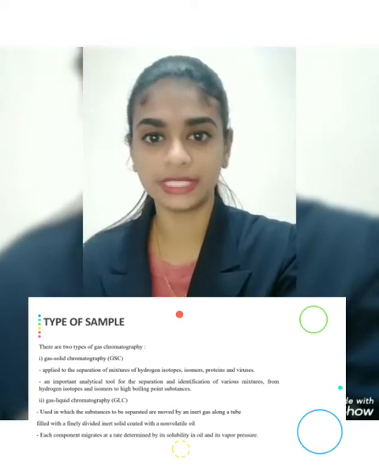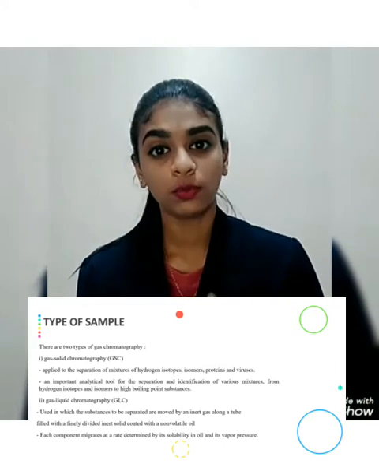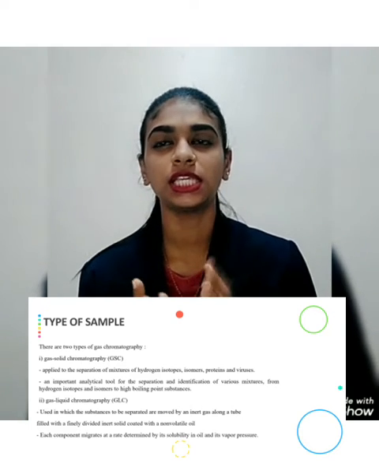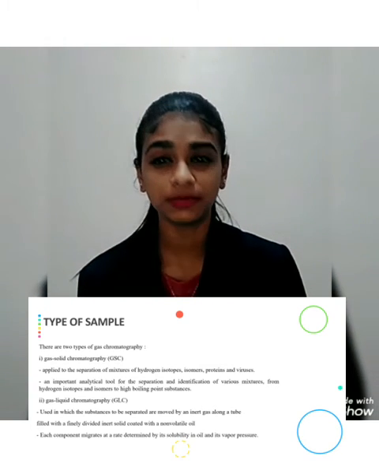boiling point substances. Gas liquid chromatography, which is GLC, is used in which the substances to be separated are moved by an inert gas along a tube filled with a finely divided inert solid coated with a non-volatile oil, and each and every component migrates at a rate determined by its solubility in oil and its vapor pressure.